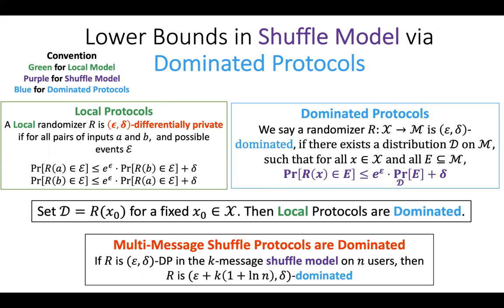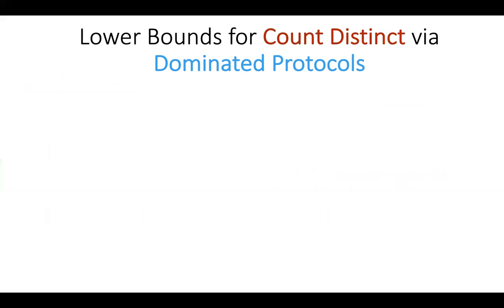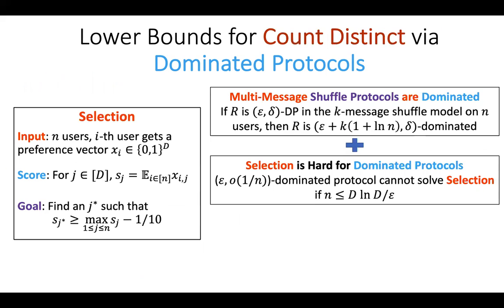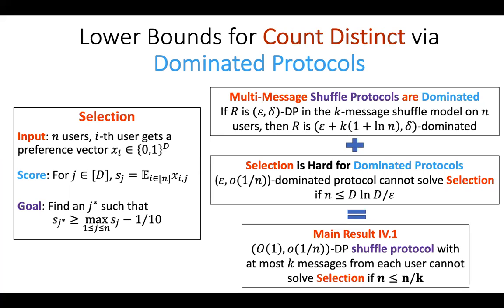Our most important lemma here is that if R is (epsilon, delta)-DP in the K-message shuffle model on N users, then R is also (epsilon plus K ln N, delta)-dominated. Then we prove that selection is hard for dominated protocols. More precisely, we show that constant epsilon, 1 over n delta dominated protocols cannot solve selection if n is at most d ln d over epsilon. And putting the connection together with the lower bound against dominated protocols, we immediately get our lower bounds for selection in the shuffle model. And similarly, we can prove our lower bounds for learning parity.